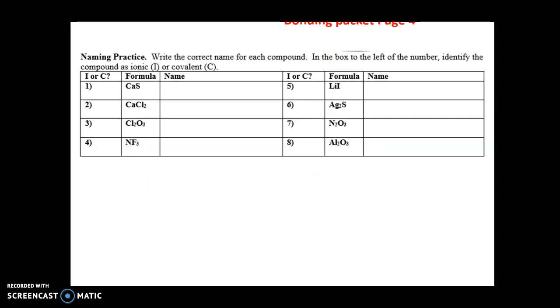So now you should try the examples on page 4. First, identify whether it's ionic or covalent, and then use the correct set of rules to write the name.